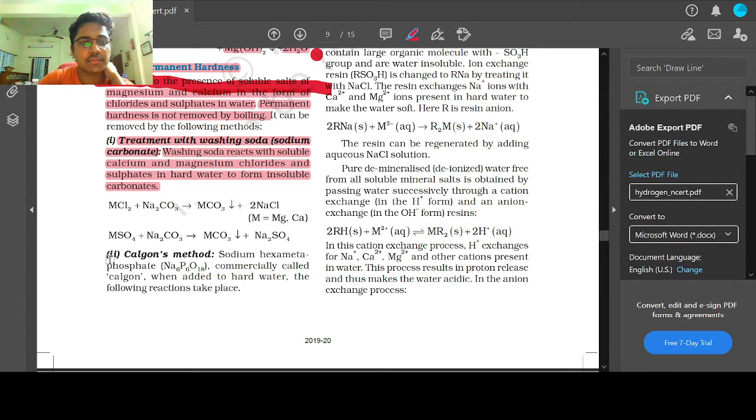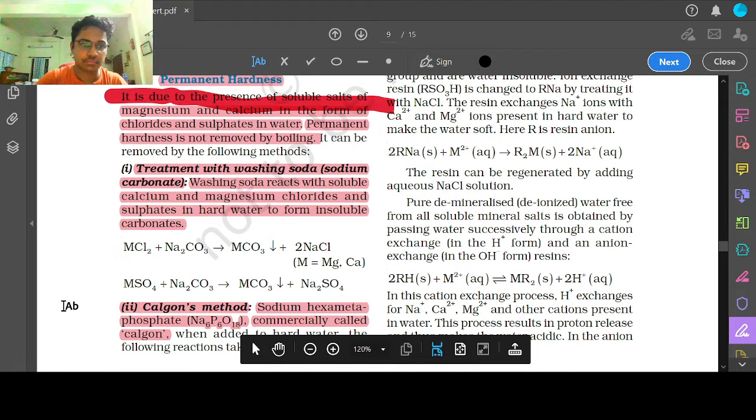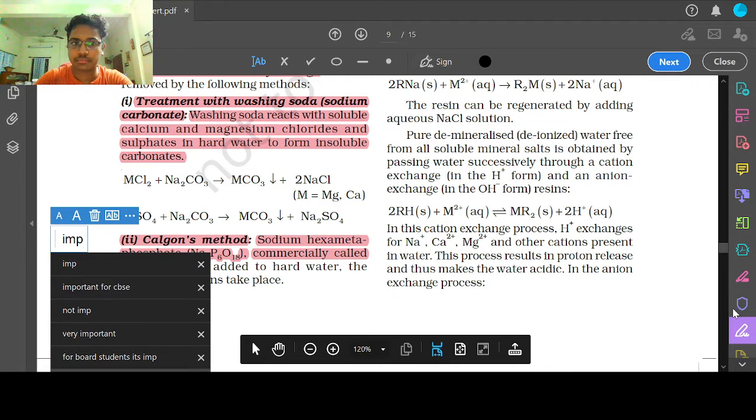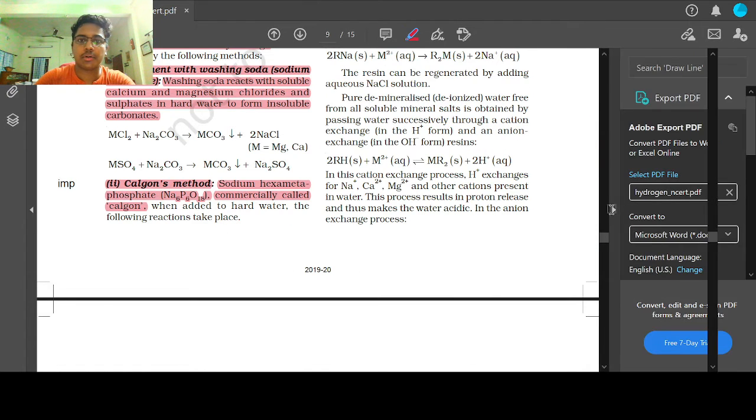The next method is a very famous method, Calgon's method. Sodium hexametaphosphate, Na6P6O18, is commercially known as Calgon. This is important, so I'll put a note here.